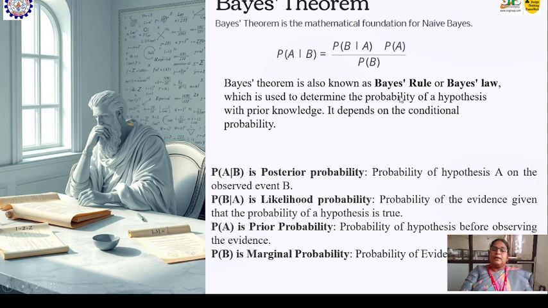When we say P of B given A, it is called the likelihood probability, which means the probability of the evidence given that the hypothesis is true. The next term, P of A, is called the prior probability, the probability of the hypothesis before observing the evidence, and P of B is called the marginal probability, also called the probability of evidence. So Bayes theorem works on these things: posterior probability, likelihood probability, prior probability, and marginal probability.